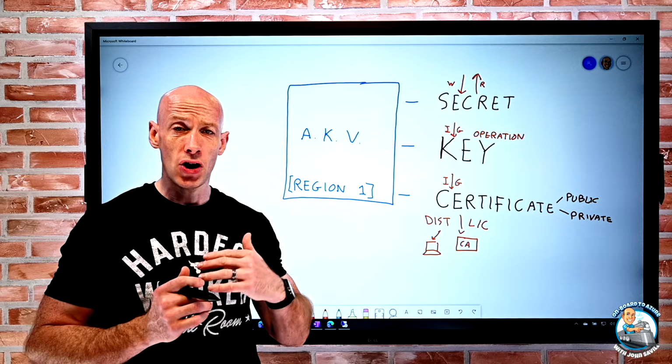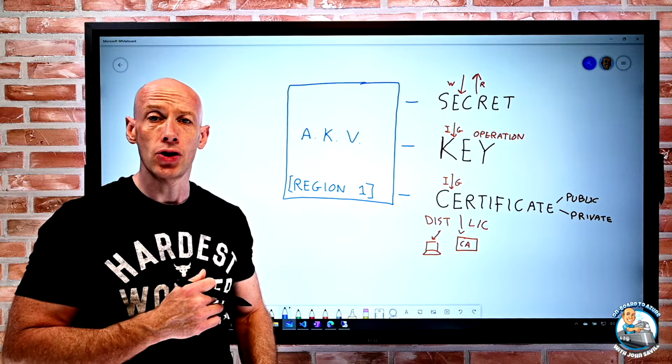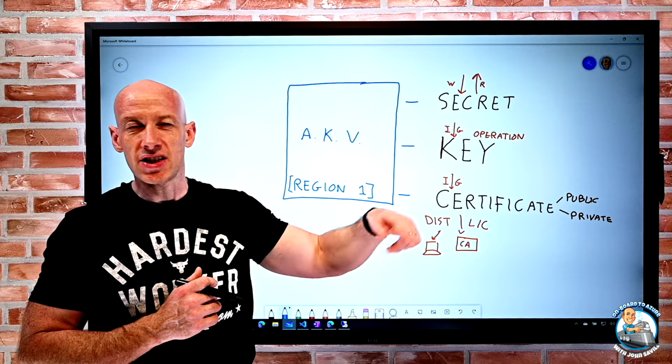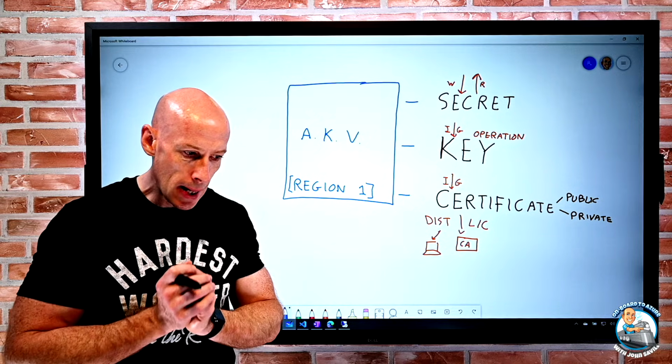So we have this concept of versions. Hey, I create a new version of the secret. Maybe I want a new password. Hey, I want a new version of the key. Every 6 months, I rotate the key, for example. So we have that version concept.